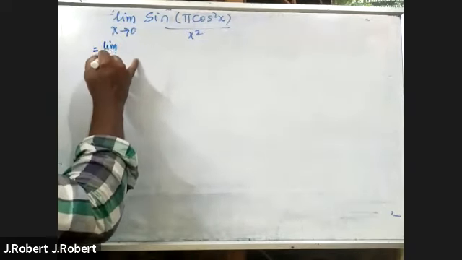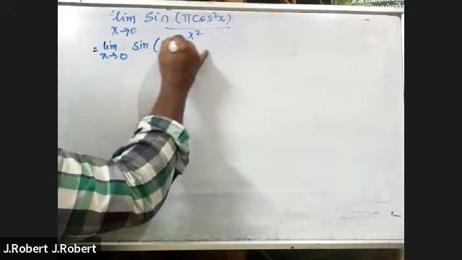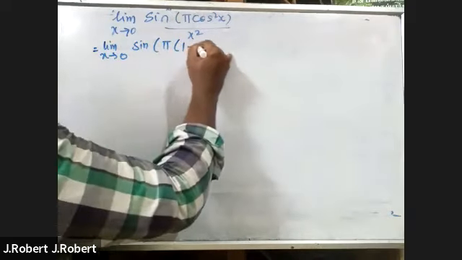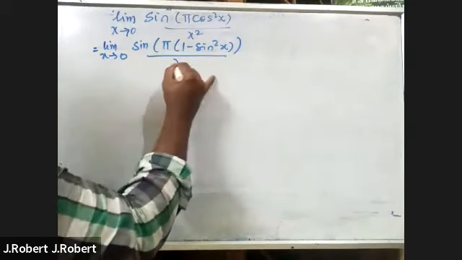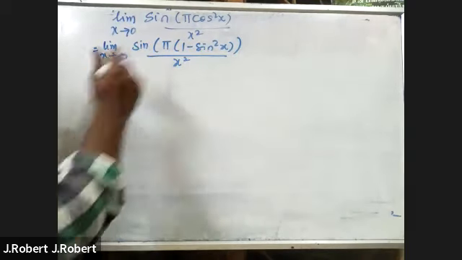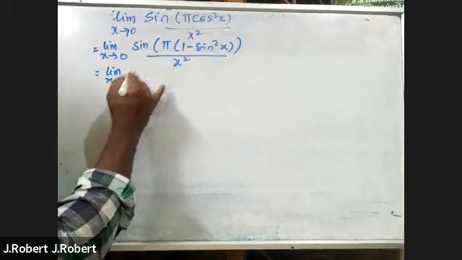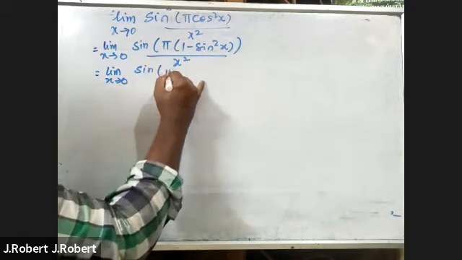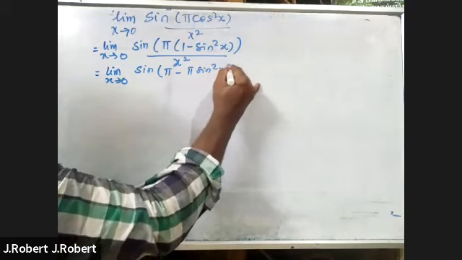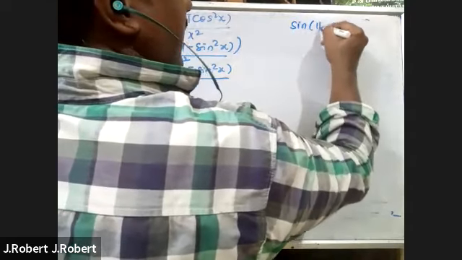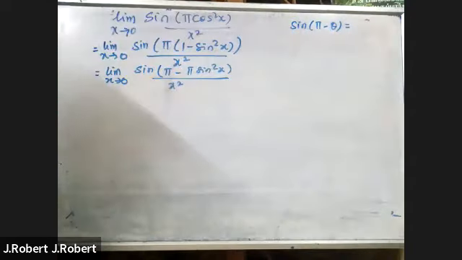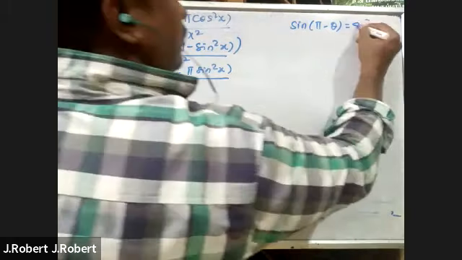We can write limit x tends to 0, pi, you can write cos squared x as 1 minus sin squared x, divided by x square. The next step, limit x tends to 0, multiplying we will get pi minus pi sin squared x divided by x square. We all studied sin pi minus theta. Anybody, what is the answer? Sin 180 minus theta. We'll get again the same value, sin theta.